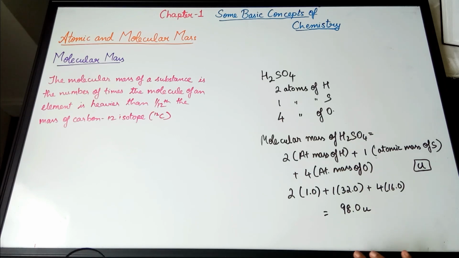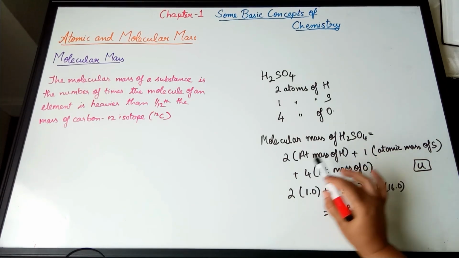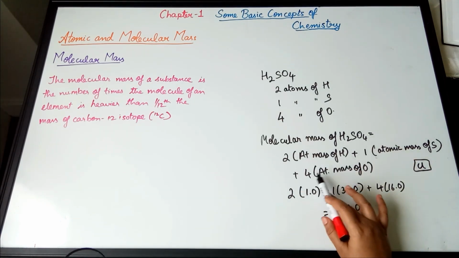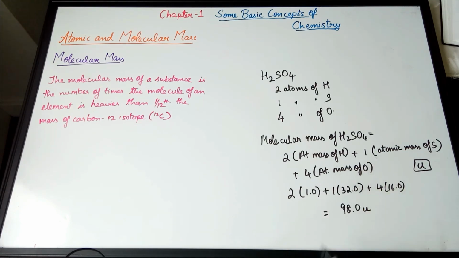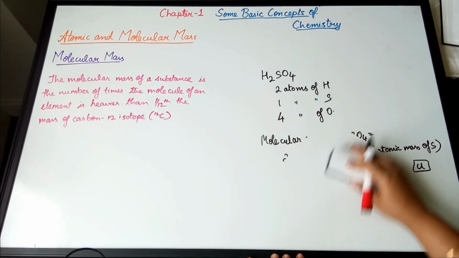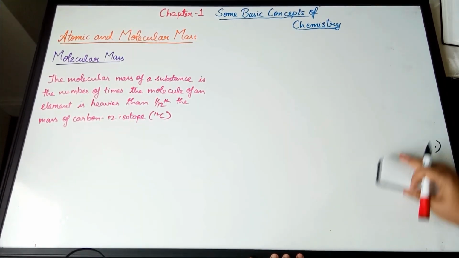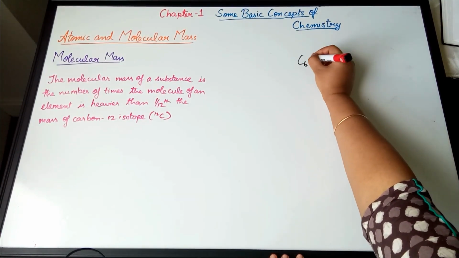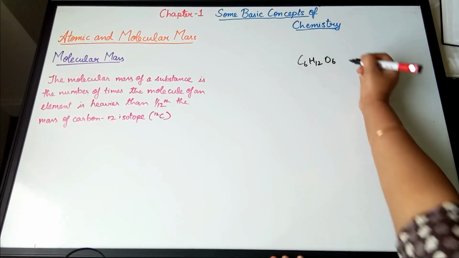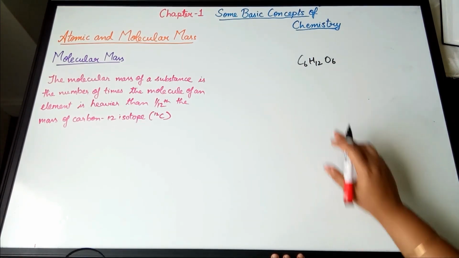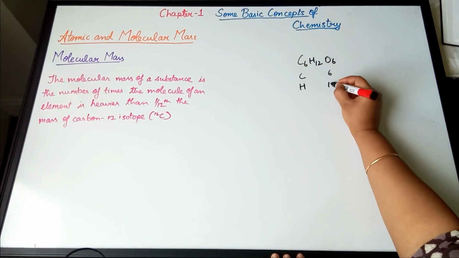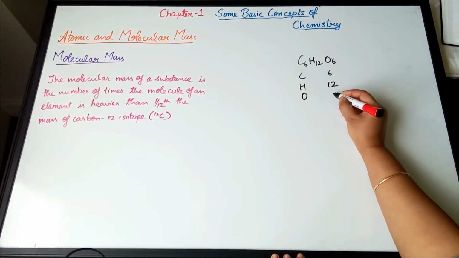So all you have to know is that for calculation of molecular mass, we will be adding the individual atomic masses. Because you have two atoms of hydrogen, 2 into the atomic mass of hydrogen. Sulfur, there's 1, so 1. And 4 atoms of oxygen, so 4 into the atomic mass of oxygen. Now, in your textbook, you also have an example problem, and this is about glucose. C6H12O6 is the formula of glucose, which means the number of atoms of carbon is 6, hydrogen is 12, and oxygen is 6.